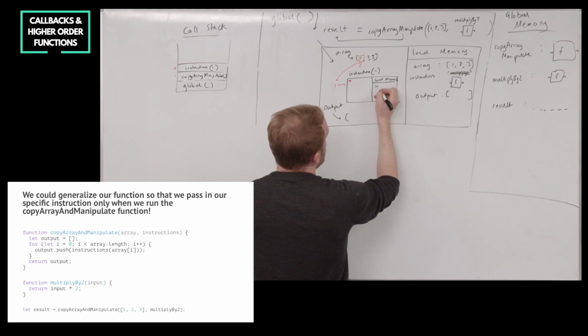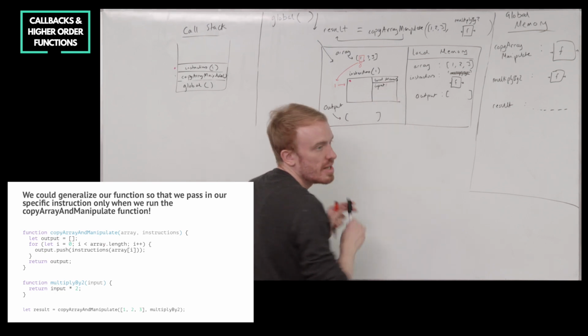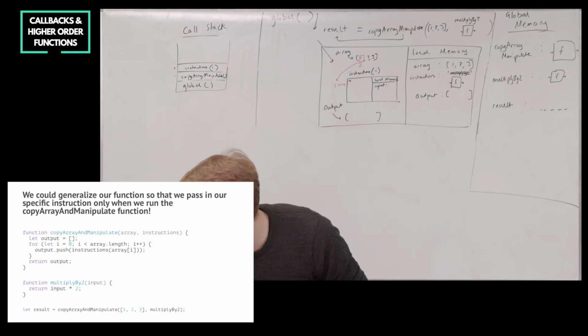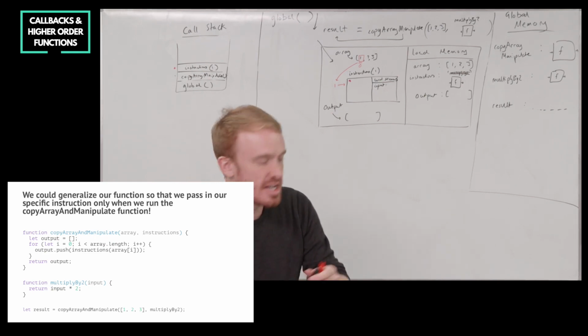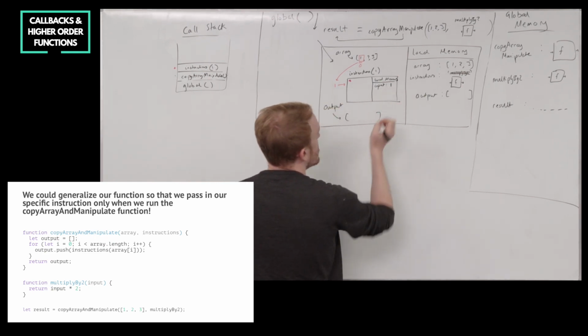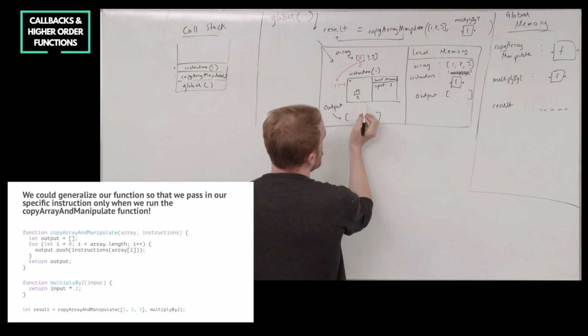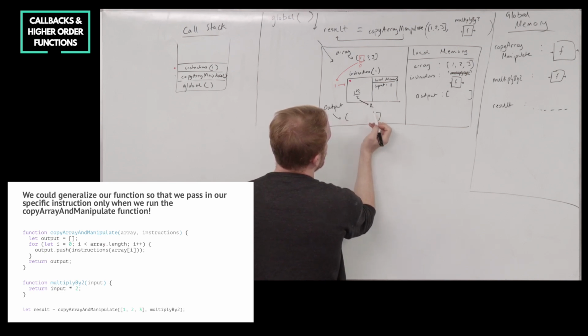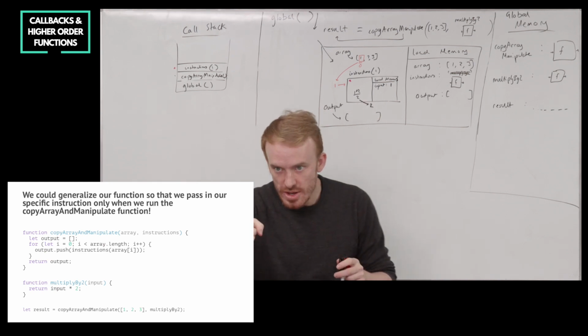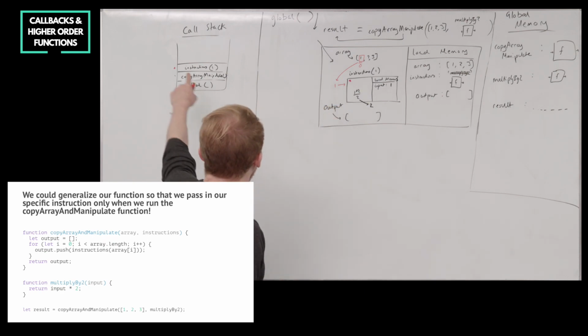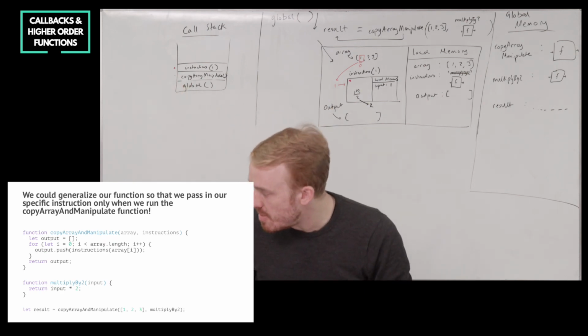Perfect. Input, so we look to multiply by 2 and see what is that 1 being thrown in to replace? Input. So we get input is 1. And then we're going to return input times 2, which is 1 times 2, which is 2. And that's going to be returned to the execution context of copy, array, and manipulate. Perfect. Return one layer out to the execution context of copy, array, and manipulate.